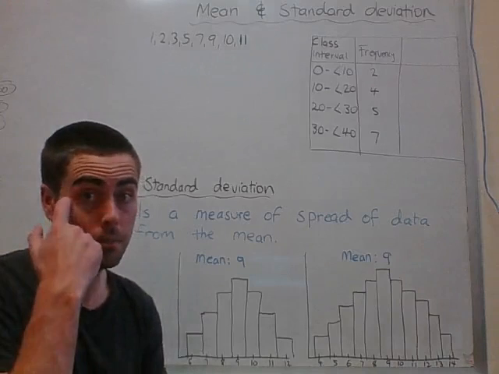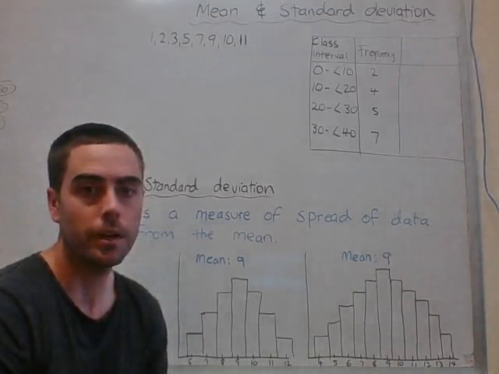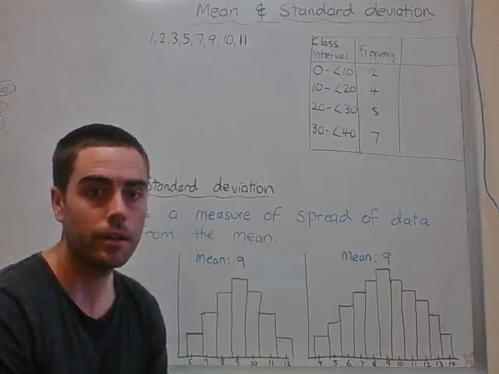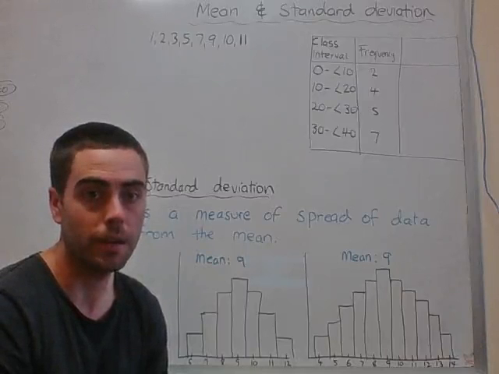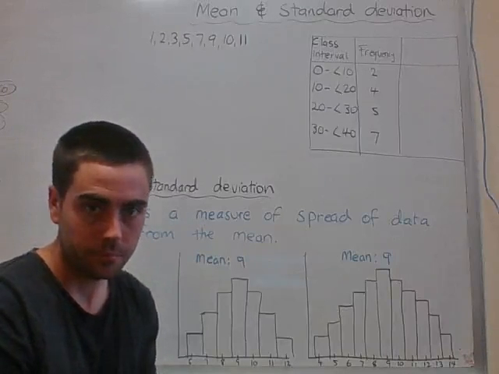This further maths video is on mean and standard deviation. Both of these statistics can be calculated very easily on the CAS calculator, so just make sure you are aware of how to do that and have something in your summary notes on how that's done as well. We'll start with looking at the mean.